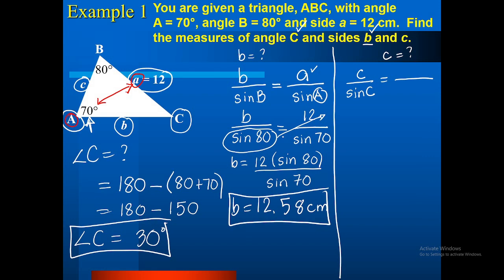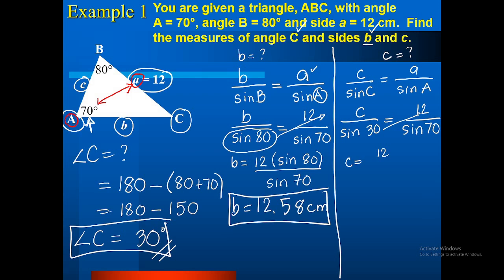I'll be using that given all the time, the two given that are opposite each other. So substituting everything, C over sine C. What is C equal to? The angle, sir, was solved earlier, sir, 30 degrees. So you write 30 here is equal to A is 12 all over sine A, which is 70. So therefore, our C is 12. This sine 30, just transfer it over here. So 12 times sine 30 all over sine 70.